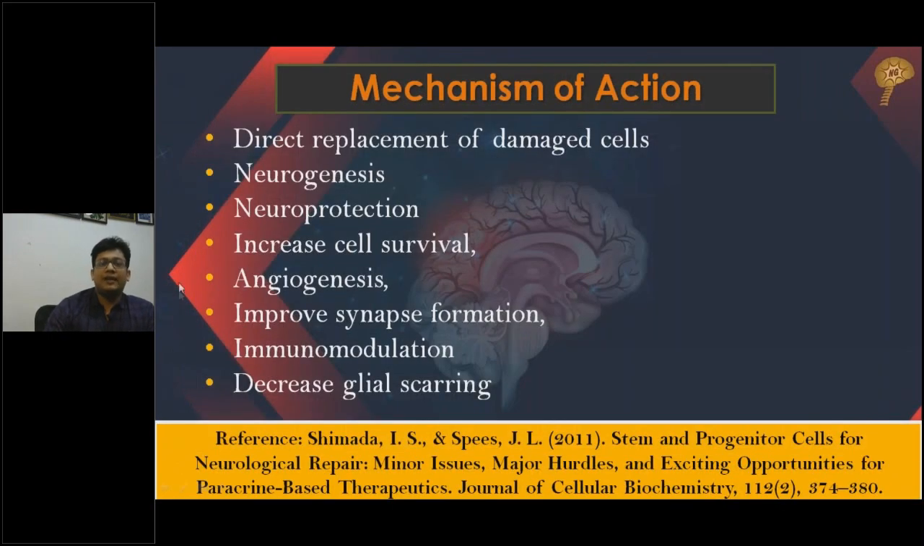What is the mechanism of action? Direct replacement of damaged cells. There is neurogenesis, there is neuroprotection, there is increased cell survival, there is new angiogenesis, improved synapse formation, immunomodulation, and decreased glial scarring.